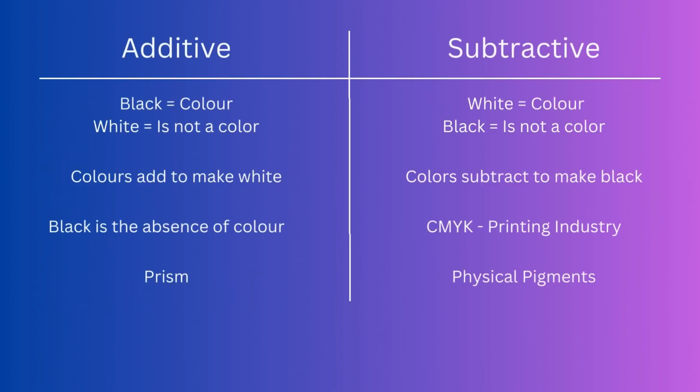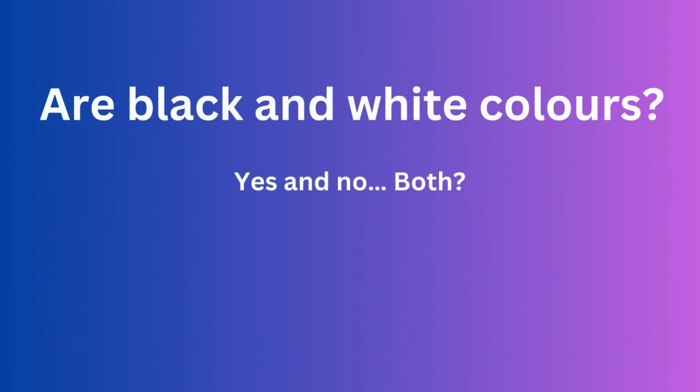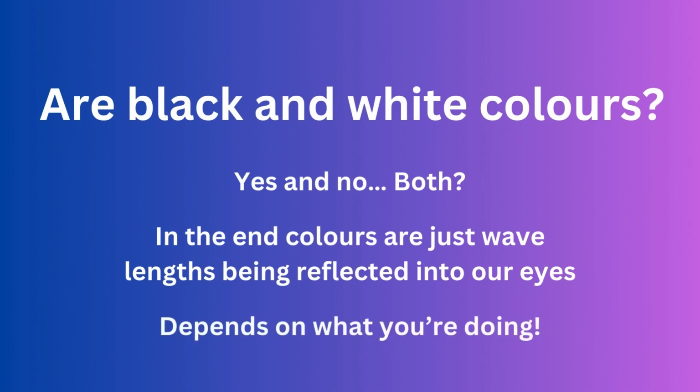So, what's the answer to our question of are black and white colors? In the end, there is no answer to this question. All colors we see are simply just wavelengths being reflected into our eyes, so the answer can be both. Like we just learned, it could also depend on what you're doing. If you're printing onto a physical item using ink, it's likely that you're using the CMYK color profile, which is the subtractive theory. If you are painting using a digital drawing program like Photoshop, it's likely you're using the RGB color profile, which is the additive theory.